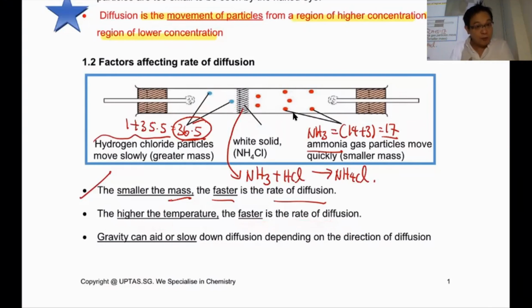Think of particles like human beings. If I were to switch off the aircon in this room, I think a lot of people will feel a bit agitated because it's getting a bit warm. They will move a bit faster. The same also applies to particles. The higher the temperature, the faster they move.